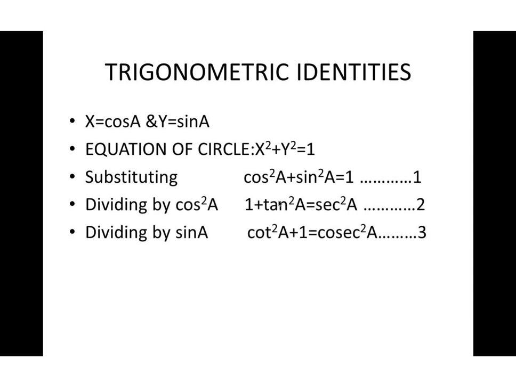And dividing the first equation throughout by sin square A, we get cos square A upon sin square A plus sin square A upon sin square A is equal to 1 upon sin square A, which is cot square A plus 1 is equal to cosec square A, which you can rearrange to memorize as 1 plus cot square A is equal to cosec square A, the third trigonometric identity. These 3 trigonometric identities are required for solving problems. Okay, so they are quite frequently required to solve problems.